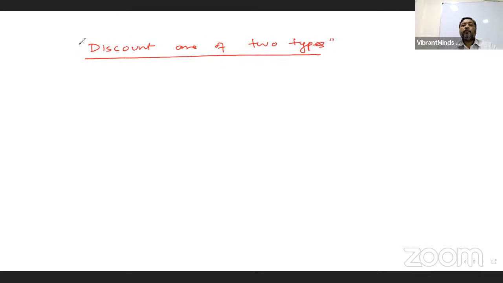In real life scenario, what we see, understand. Discounts are two types. पहला जिनको हम देखते हैं, you get many type of discounts. जैसे you buy 3 get 1 free, है ना? We see on some FMCG products.